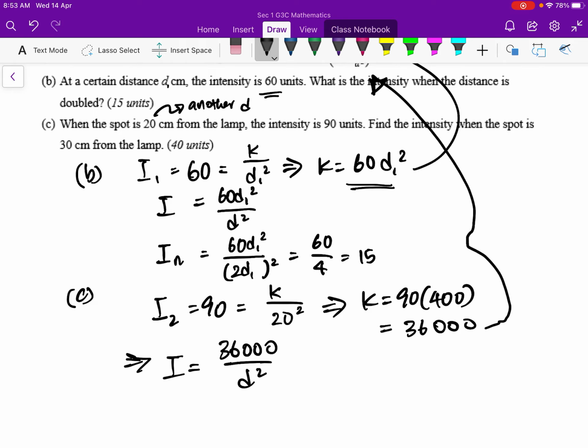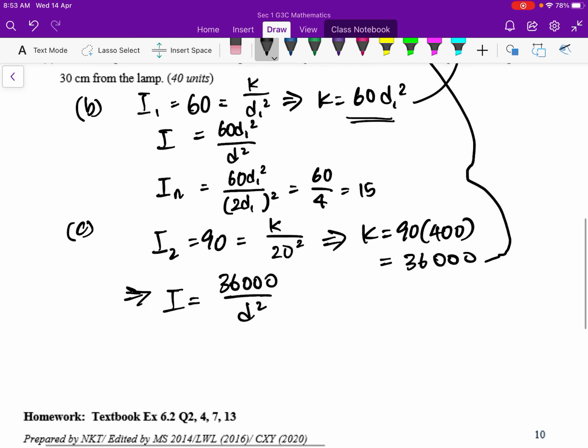Given distance, you find intensity. Given intensity, you can find distance. So now, find the intensity when the spot is 30 cm. 36000 over 30 square. So divided by 900, you get 40. So this is the intensity when it is 30 cm away from the lamp.